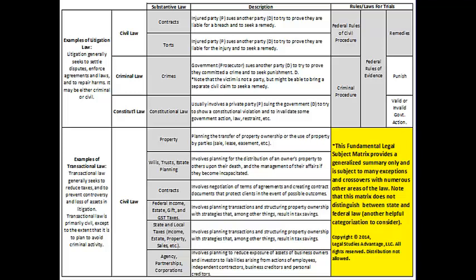As I stated at the beginning, this fundamental legal subject matrix provides only a generalized summary and is subject to many exceptions and crossovers with numerous other areas of the law. Note that this matrix does not distinguish between state and federal law in particular, which is also another helpful categorization that you might want to consider on your own.